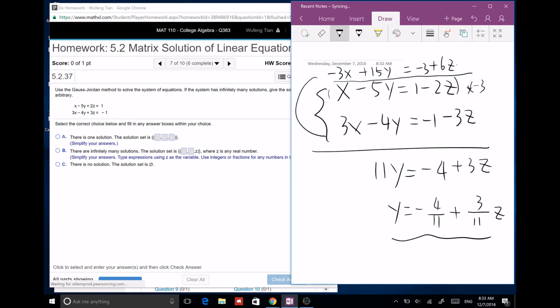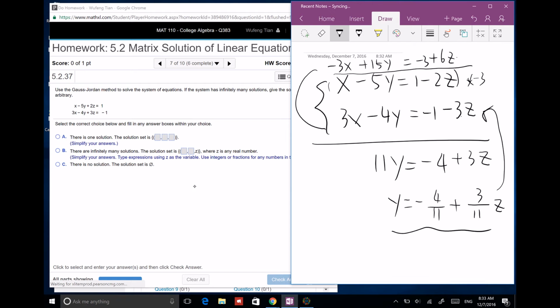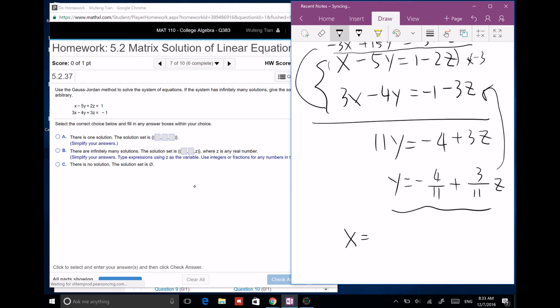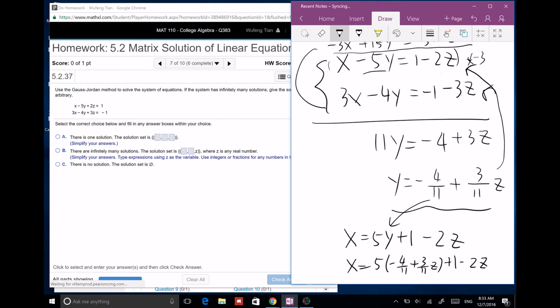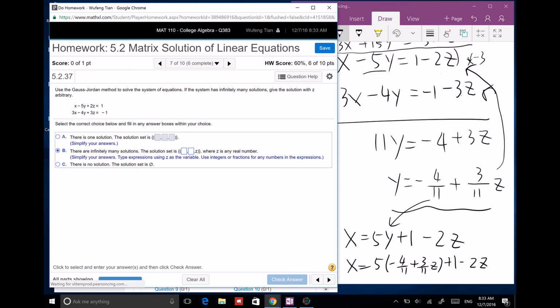You plug this one into either one of these. You can do x equals 5y plus 1 minus 2z. Plug this one into the first equation. Shift y to the other side. You get x equals this. Now plug y into here. You got 5 times negative 4 over 11 plus 3 over 11z, plus 1 minus 2z. Okay, so the answer is going to be this one. Let's see, can you see the y is right or not?